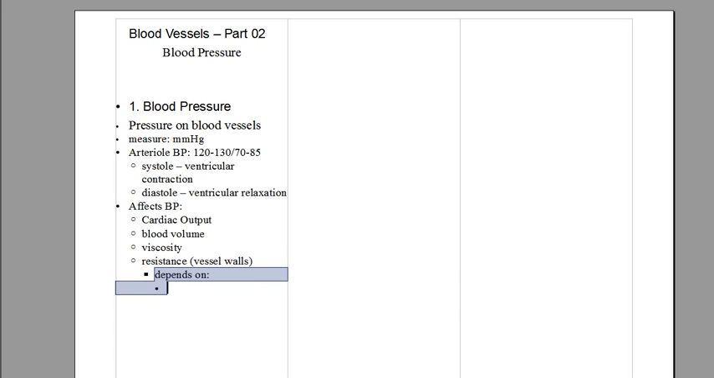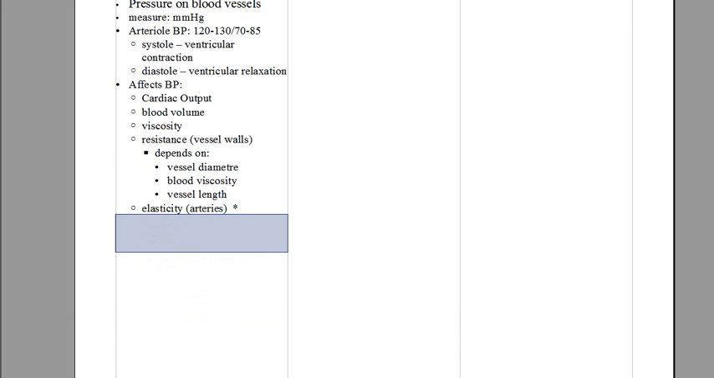This resistance will depend on some elements. For example, the vessel diameter will have an effect on the resistance of the vessel walls. The blood viscosity, again the albumin, will have an effect as well. The length of the vessels will have an effect on the resistance that your vessel walls provide over the blood as well. Another element that affects blood pressure is the elasticity of the artery, the capacity of contraction or constriction, which will have some effect as well.